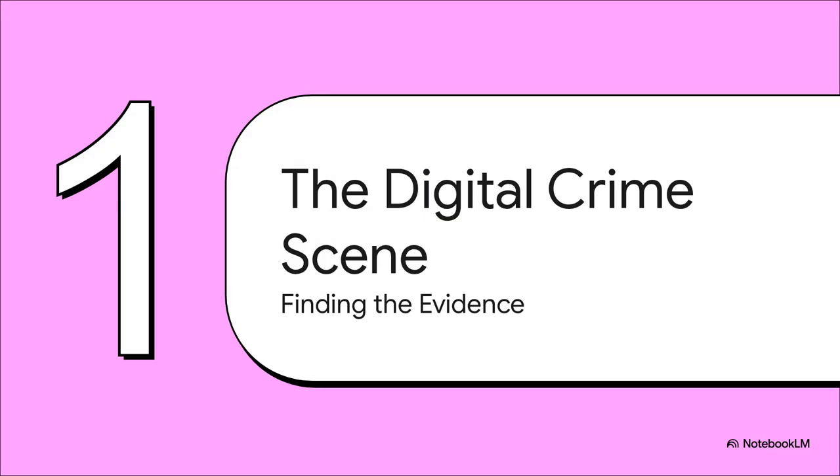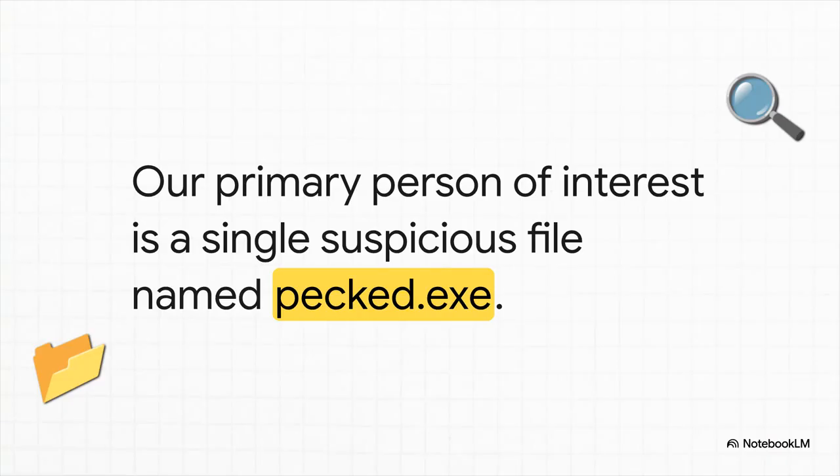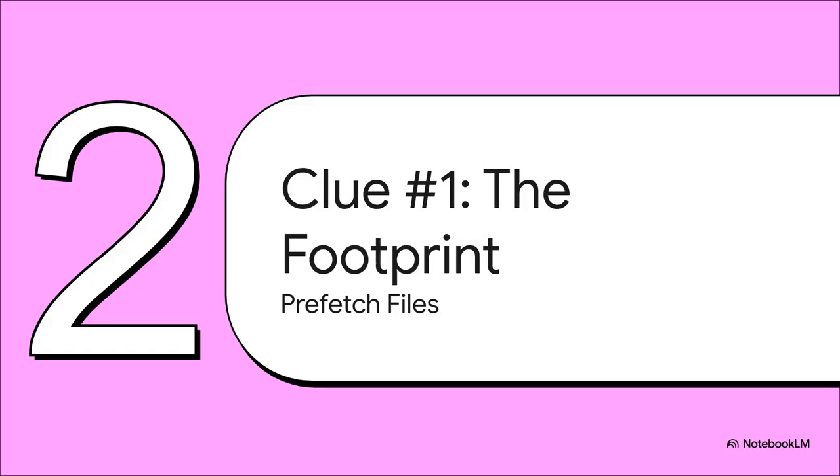You know, every investigation always starts at the scene of the crime. For us, that's a compromised computer. And what we need to find are the digital equivalents of fingerprints, of footprints, maybe even the DNA that our intruder left behind. Now, to make this feel real, we're going to focus our entire investigation on one primary person of interest, a suspicious little file named pect.exe. Our mission: to prove what this file did, even if the file itself is long, long gone. Okay, let's dive right in.